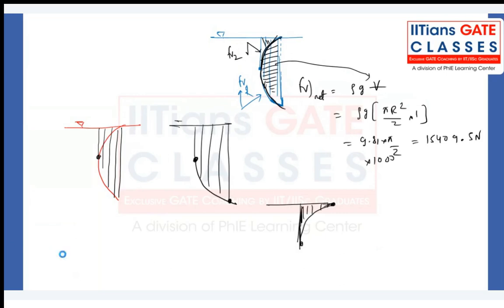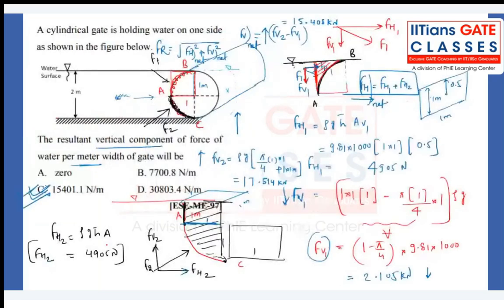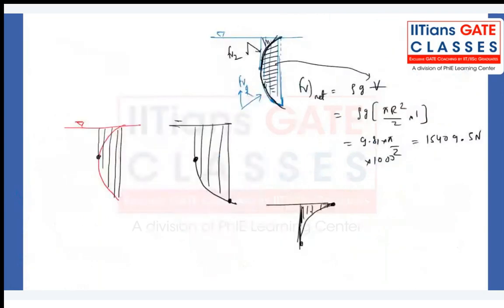FV1, where is that? FV1 is what? This is not an area, this is the volume. Volume above the curved surface up to the free surface. See, how can we calculate the volume for this one? How can we calculate the volume?